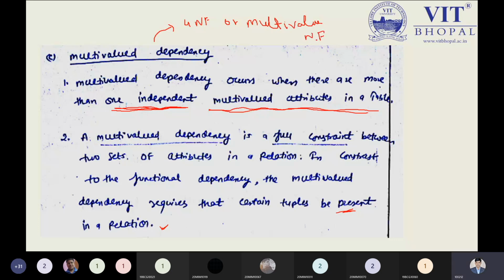Now clear? Okay, this definition is clear right now? Yes, sir. Okay.